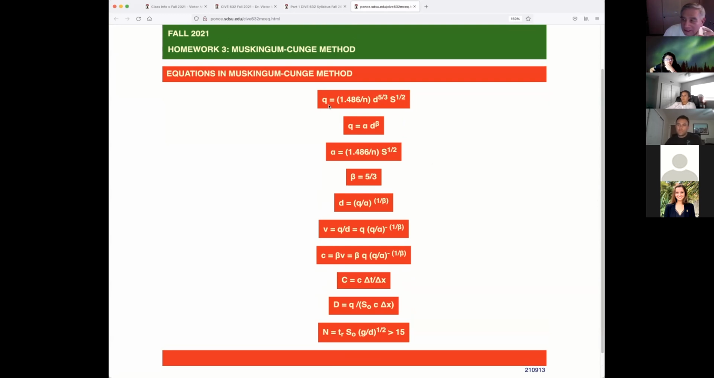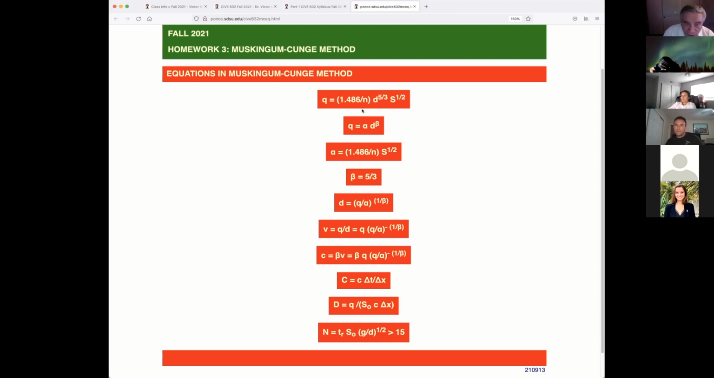Don't forget that this Thomas problem is a calculation per unit of width. So it's lowercase q equal 1.486 over n, Manning's n, d to the 5/3, s to the 1/2. That's the rating. It's called the QD rating. When you talk about rating, you can talk about uppercase Q, uppercase A, and that's a rating. Or uppercase Q and lowercase y, that's a real rating, the natural, not the practical rating.